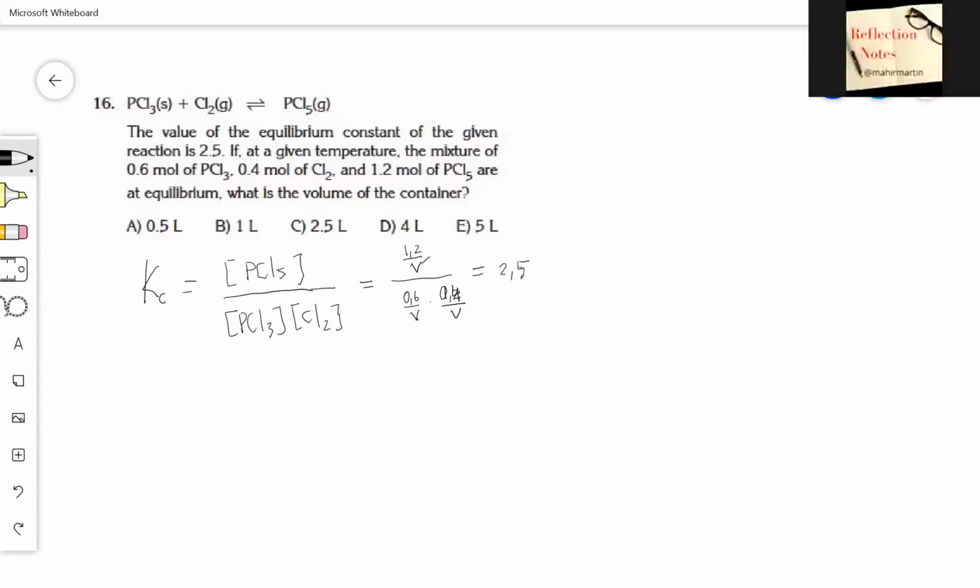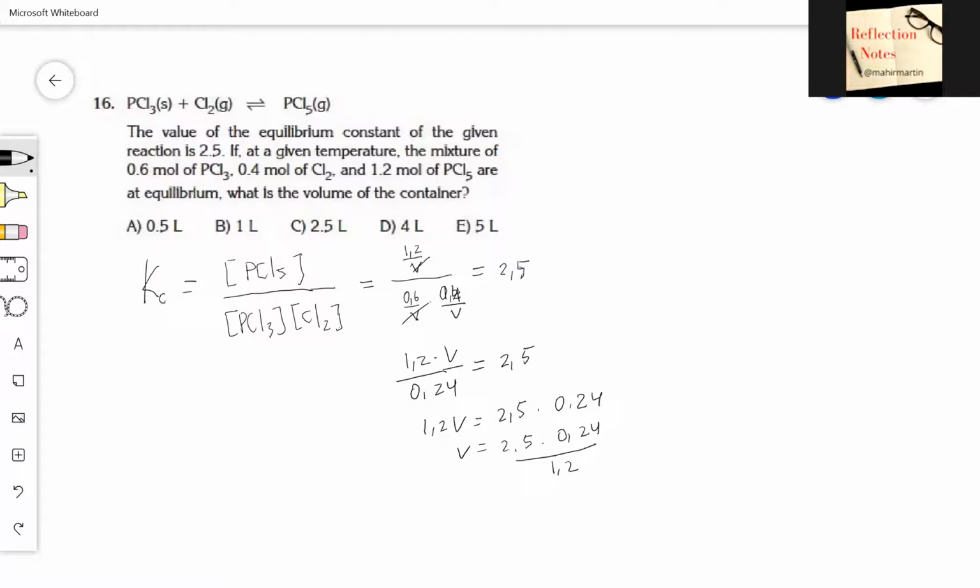Okay, V is cancelled, one of the V. So 1.2 over V over 0.6 times 0.4, 0.24, isn't it? Equal to 2.5. So 1.2 V is equal to 2.5 times 0.24. V is 2.5 times 0.24 divided by 1.2.